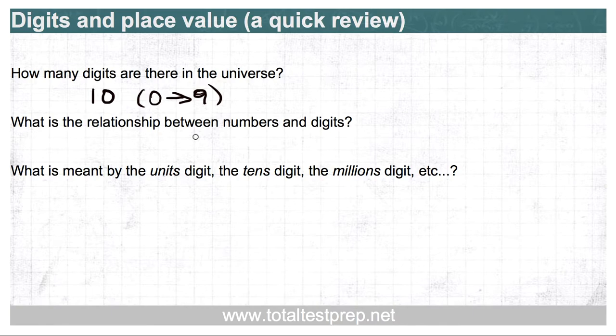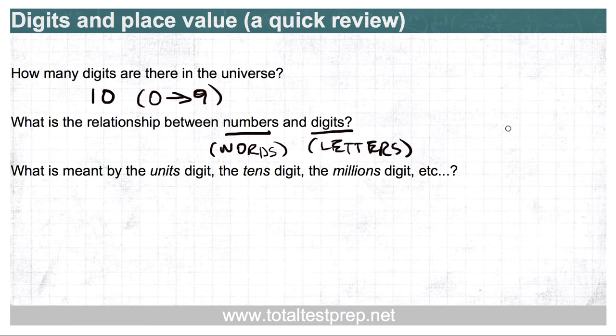Most people, when they first hear this, think there's an infinite number of digits, but there's really just 10 digits. There's an infinite number of numbers. So, what is the relationship between numbers and digits? You can think of it like this. The relationship between numbers and digits is the same as the relationship between words and letters.